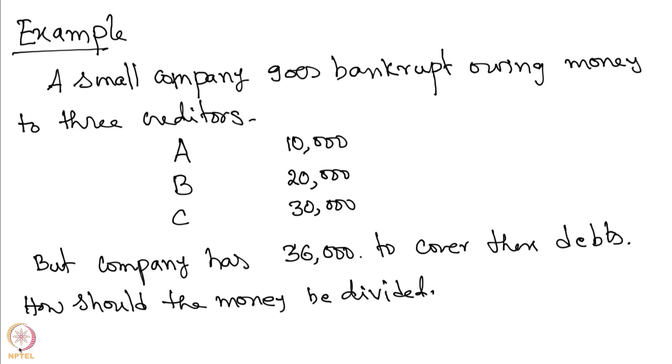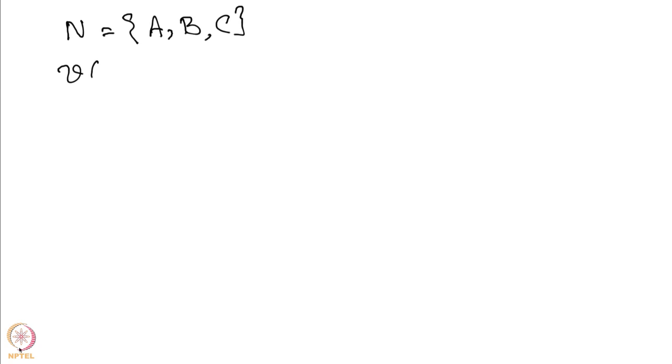So let us look at this particular example. For A they have to give 10,000, for B 20, for C 30, but the company has only 36,000. Now how should this money be divided? There are several ways you can do it. For example, you can do it pro rata, but now we will actually work out how the nucleolus and even the Shapley value help here. So let us write down the characteristic function. There are three players, and then the characteristic function V of the empty set of course is 0, and V of ABC is 36, measured in thousands, so let me not worry about that.